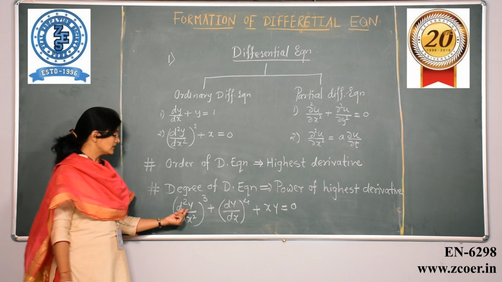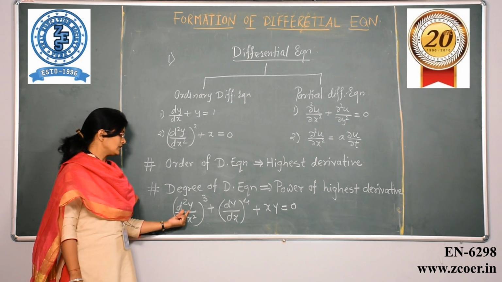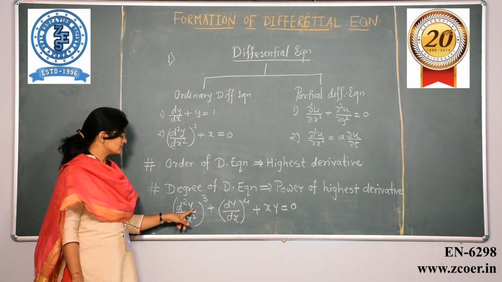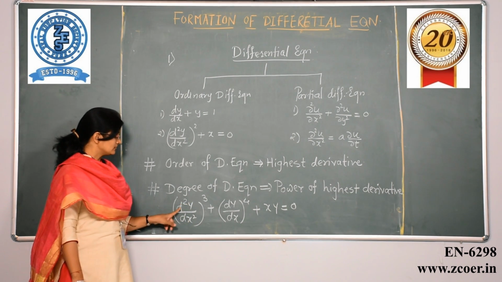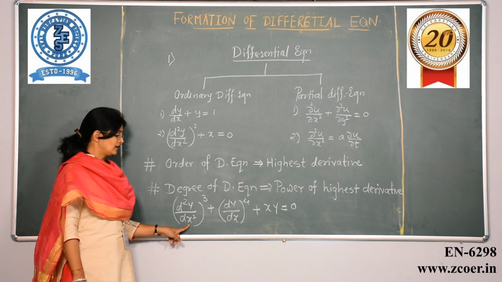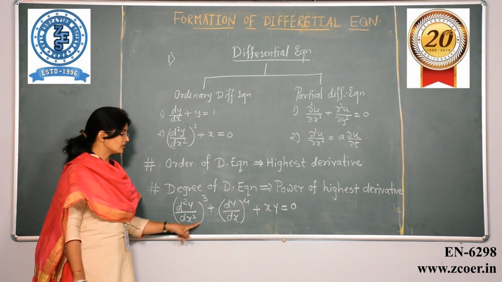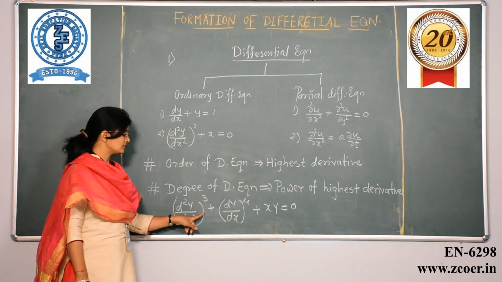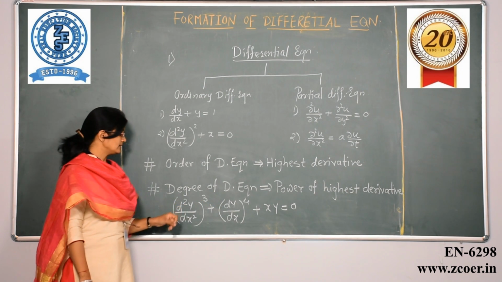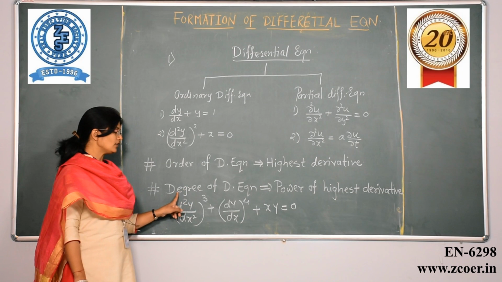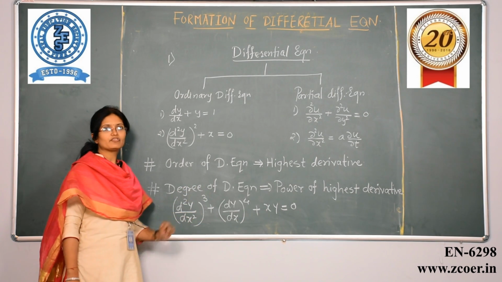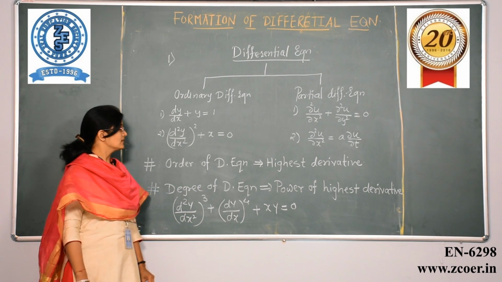Now, if you look at this differential equation, the highest derivative is 2, that is we are differentiating y twice with respect to x. So, order of the differential equation we can say for this equation as 2, whereas the power of this highest derivative is 3. So, degree of this differential equation is 3 in this case.